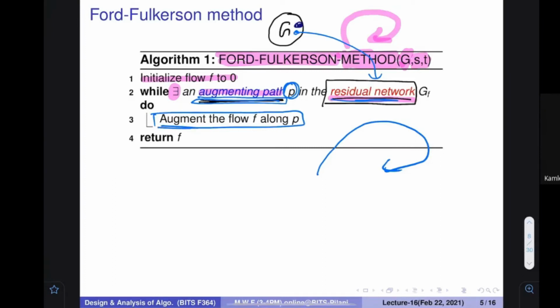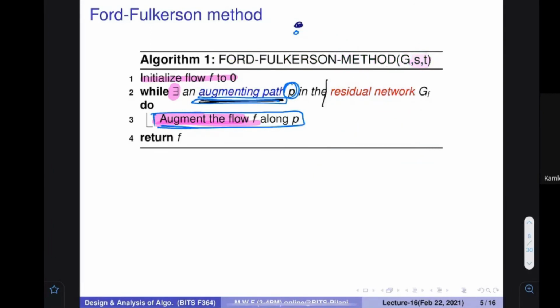So again, there is one more term. What is the augmentation of the flow? So 3 things are coming. Focus on these 3 things. What is the residual network? Okay. Be ready with the answers. What is the residual network? What is an augmenting path? And how to augment the flow? These three things we are going to talk about. If you understand these three things, then the algorithm is very simple.